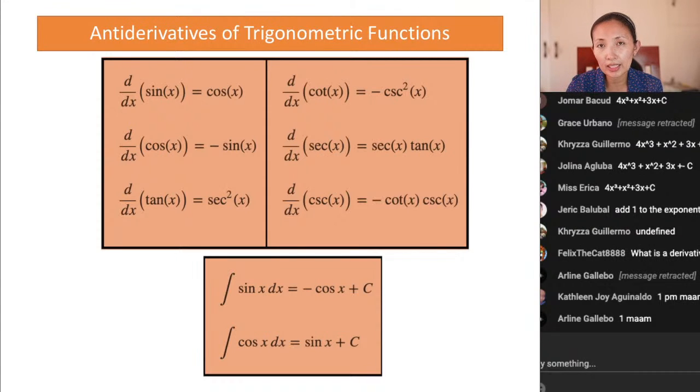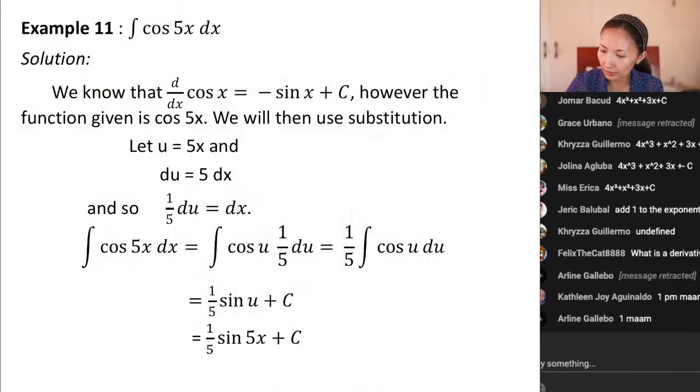You know that the derivative of cosine x is negative sine x, which means therefore that the integral of sine x must be negative cosine x plus c. And the derivative of sine x is cosine x, therefore the integral of cosine x is sine x plus c. Marami pa ba? Ito na lang. Hanggang the two trigonometric functions lang tayo.